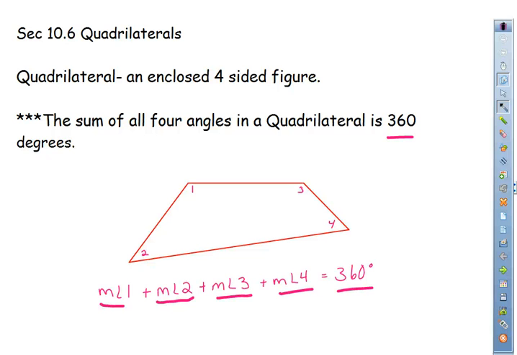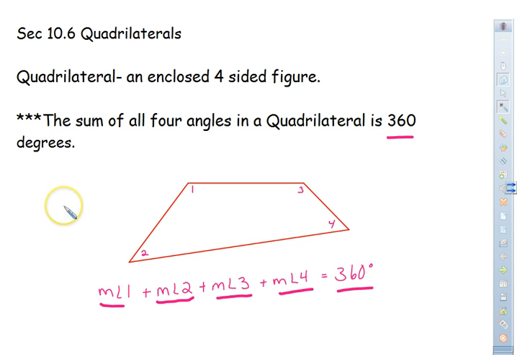Alright, today we are working on section 10.6, quadrilaterals. And again, a quadrilateral is an enclosed four-sided figure. What's interesting about this, and it's kind of relating to your triangle, which has 180 degrees as the sum of all three angles: a quadrilateral, the sum of all four angles will equal 360 degrees.